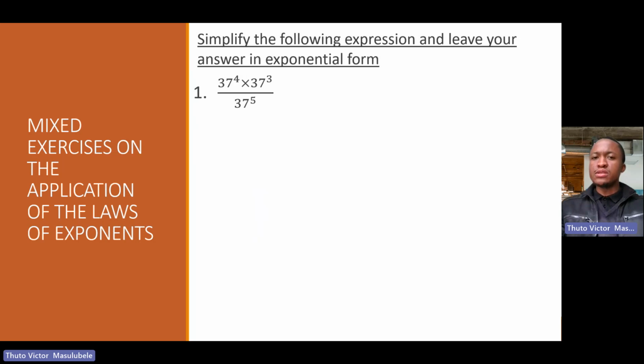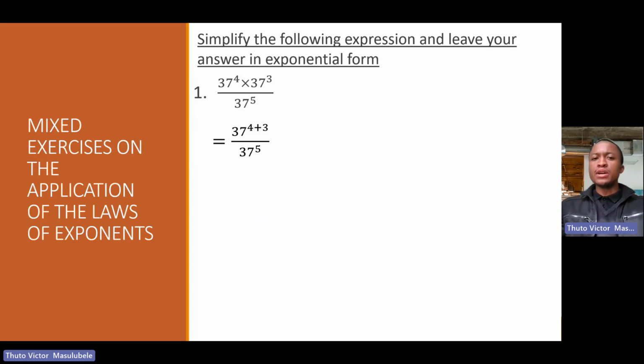So meaning we need to see the power, the term, the entire term itself. So meaning the base and the exponent. Now what happens if you want to simplify 37 to the power of 4 times 37 to the power of 3 divided by 37 to the power of 5?